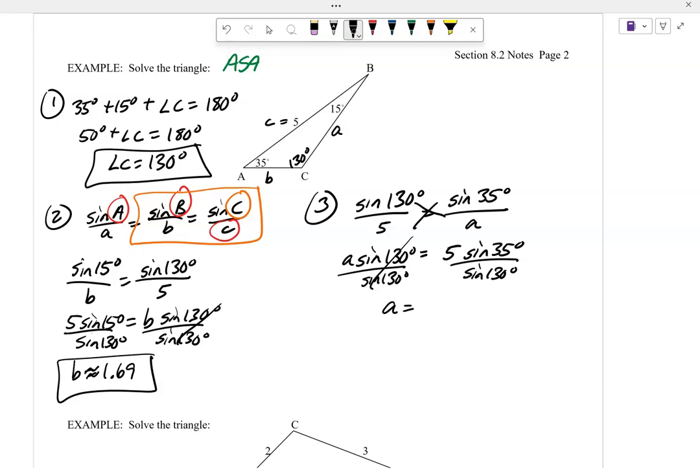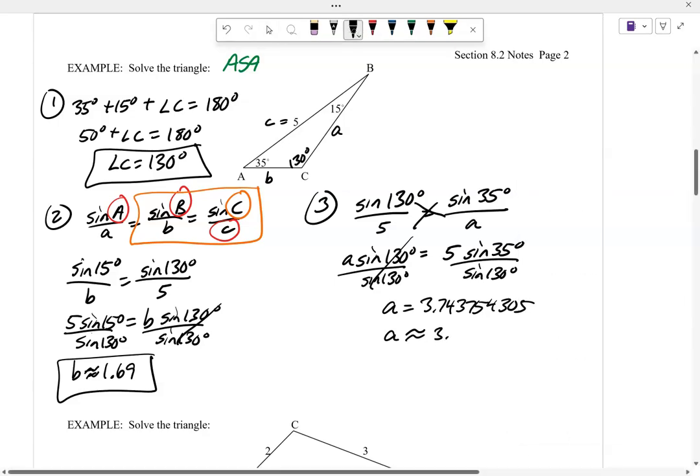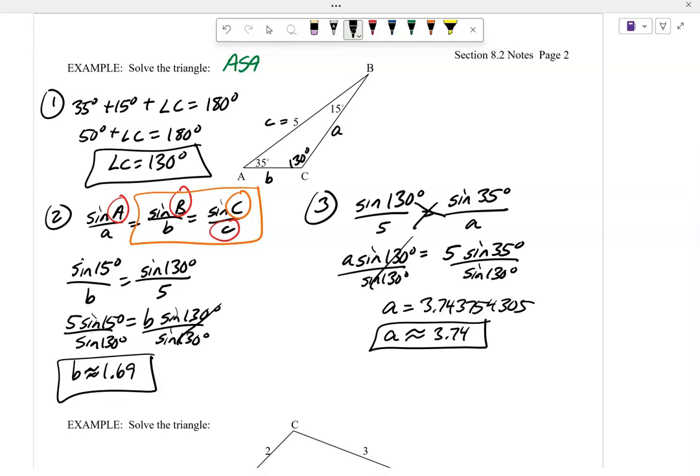And so about 3.74. Again, make sure your calculator's in degrees when you punch that in.